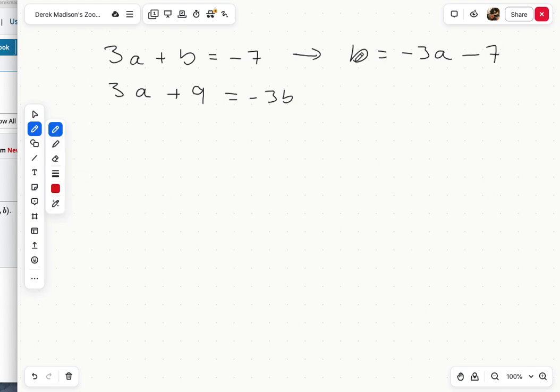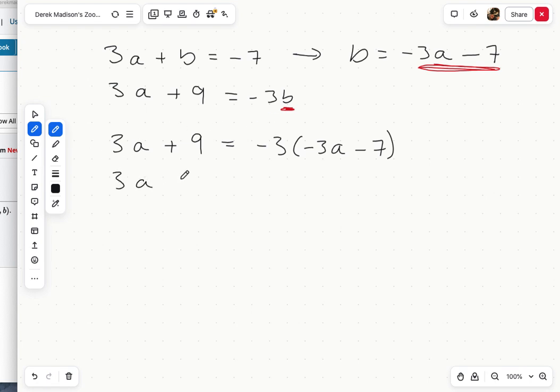Once I've done that, now I have b equals something. That means I could take this piece and plug it into the other equation wherever there's a b. So this is going to look like 3a plus 9 equals negative 3 times this chunk of math that equals b. So negative 3a minus 7. So now we got a linear equation that we can solve.